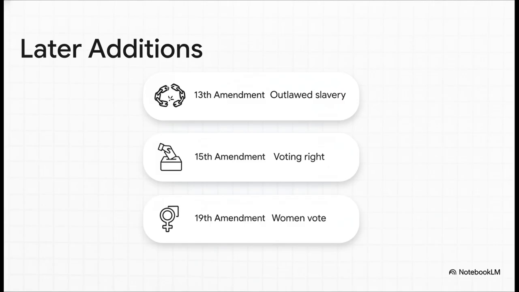The 13th Amendment is just monumental, as it officially outlawed slavery. The 15th Amendment gave African Americans the right to vote, and the 19th Amendment ensured that women also had the right to vote. These later amendments profoundly, fundamentally shaped who we are as a nation today.